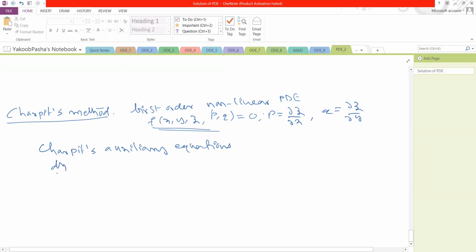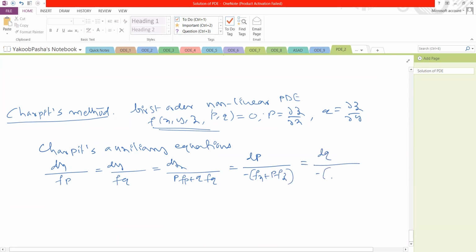dx by fp is equal to dy by fq is equal to dz by p fp plus q fq is equal to dp by minus of fx plus p into fz, and dq by minus of fy plus q into fz. These equations are called Charpit's auxiliary equations. We have to remember them.